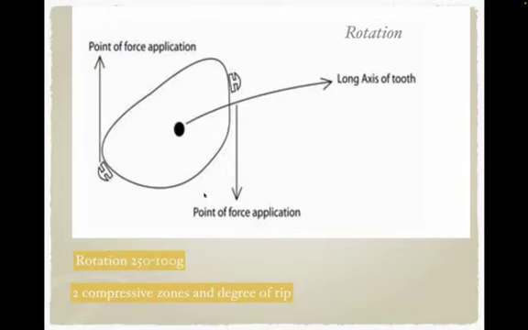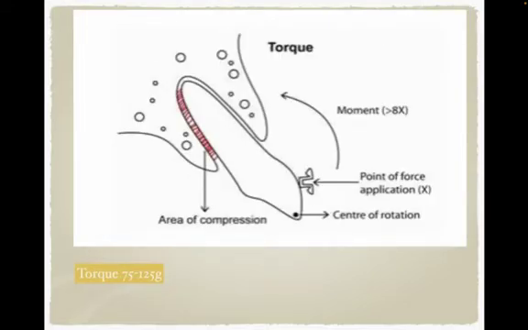Now then we have rotations, and when we talk about rotations here, we mean spinning around the long axis of the clinical crown. In order to do this, we need a force from this direction and an opposite force in the opposite direction to spin the tooth. And here we need a force between 25 grams and 100 grams to move this tooth in a rotation.